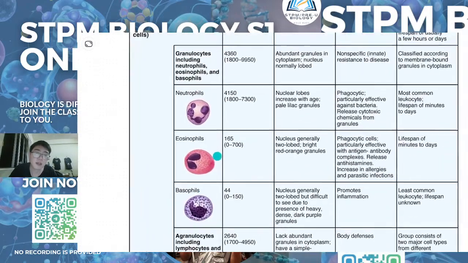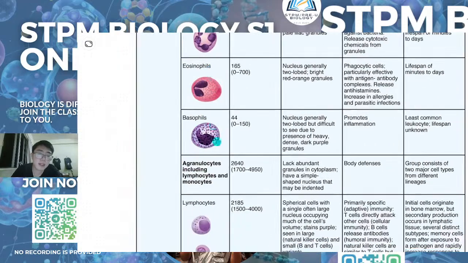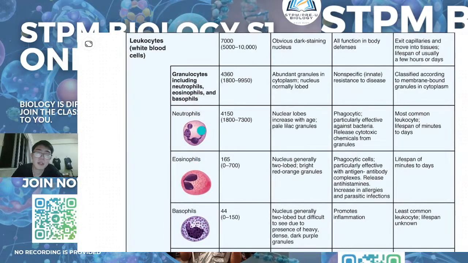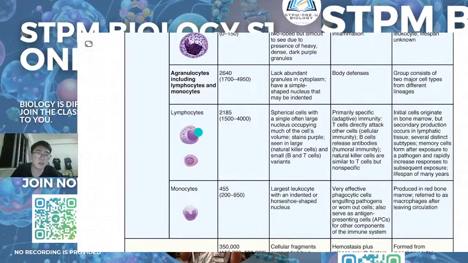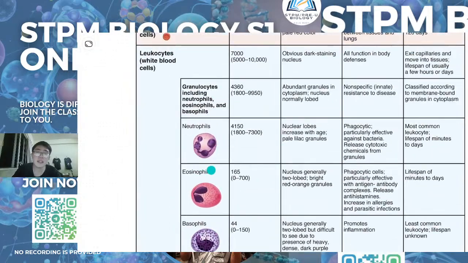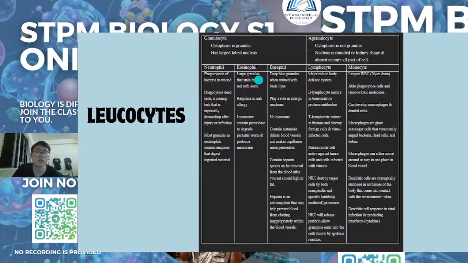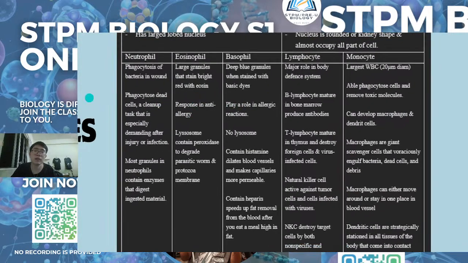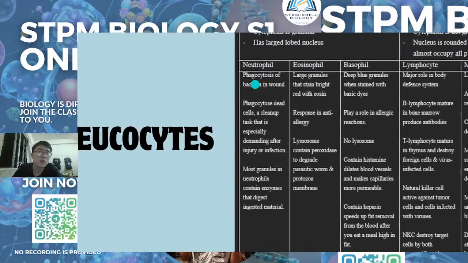Granulocyte, its cytoplasm is granular, and the nucleus is lobed. The nucleus looks a bit more 3D shaped. Compared to agranulocyte, the nucleus is very big, but it is not lobed. Normally these are the functions of the neutrophil, eosinophil, basophil, lymphocyte, and monocyte. So we go to the neutrophil.